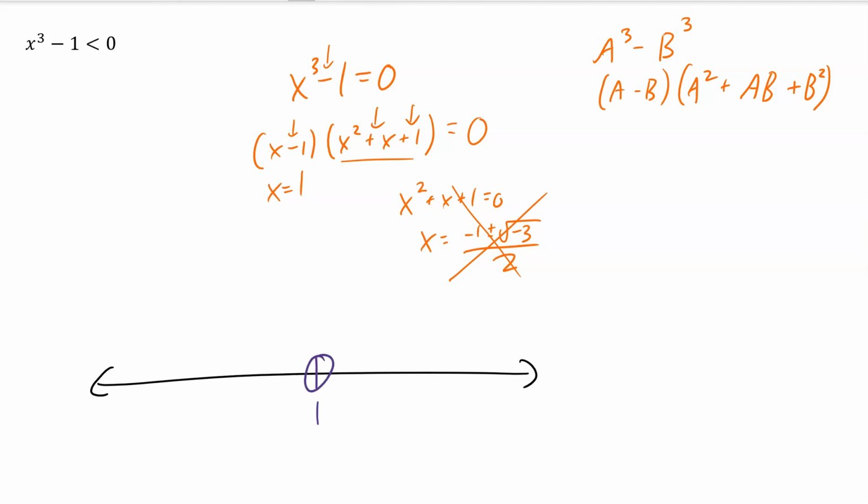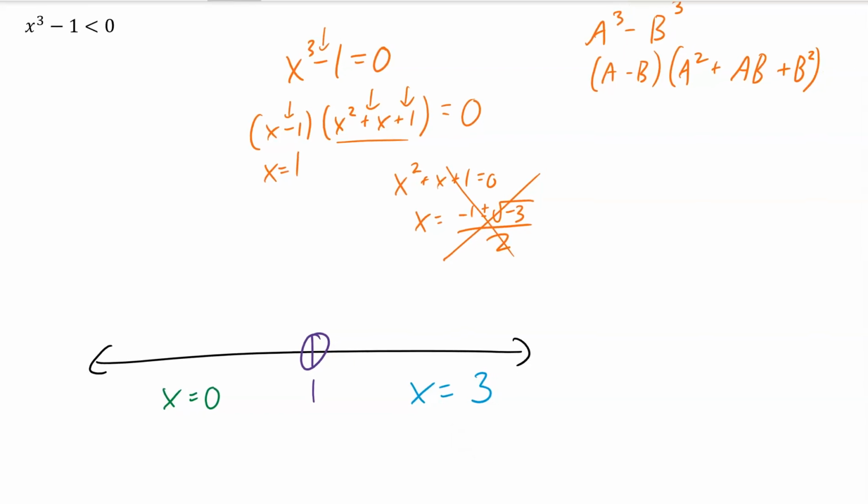It gets an open circle because it would make this 0. 0 is not less than 0, so 1 does not work. I plug in a number from the first region, I plug in a number from the second region, whatever numbers I want. If I plug in 0, I get -1 is less than 0. I'll plug it into here. Yeah, that's true. -1 is less than 0. Sweet. So I'll include this region.